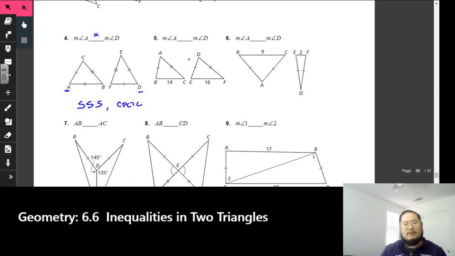For number 5, let's take a look. Angle A, angle D. We have two sides of each triangle congruent. Looks like this is the larger side, opposite of D. So that should tell me that measure of angle A is less than the measure of angle D. And this one right here, we've got the converse to the hinge theorem.